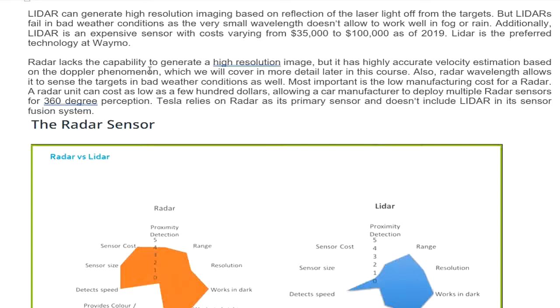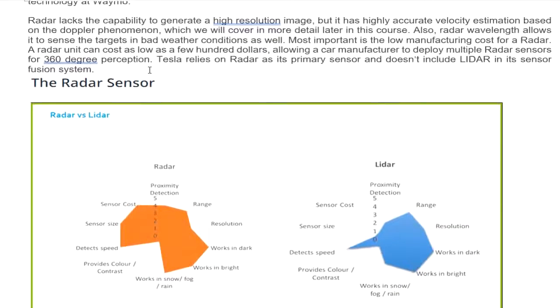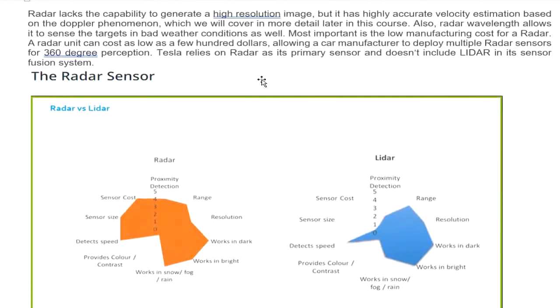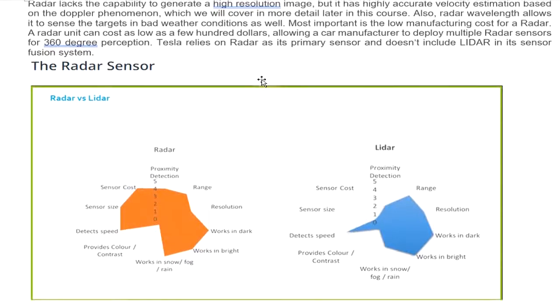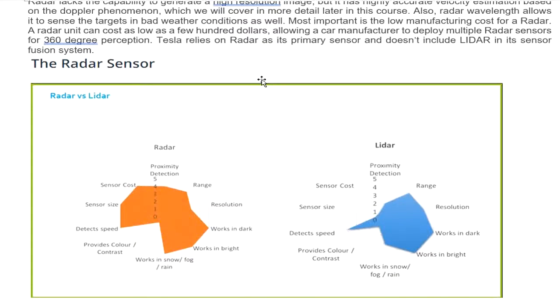Okay, LiDAR is a key technology for companies like Waymo, but radar lacks the capability to generate high resolution images. But it has highly accurate velocity estimation based on the Doppler phenomenon, which we'll cover in more detail later in this course. So, radar's wavelength allows it to sense a target in the worst weather conditions. Most importantly, the manufacturing cost of a radar is low. A radar unit costs as low as a few hundred dollars.